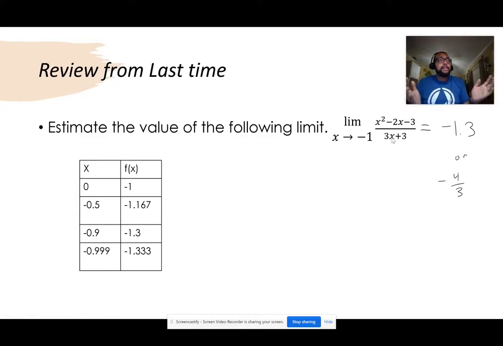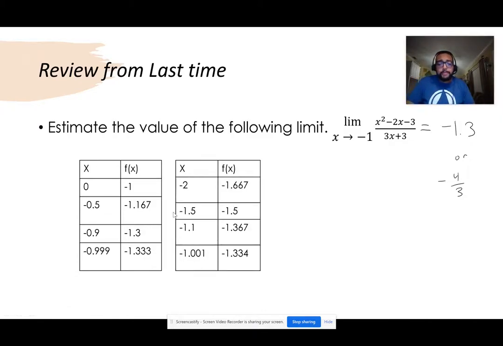So we looked at numbers that are smaller than -1 and then numbers that are bigger than -1. In this case, this is bigger than -1 here. We saw that as x was approaching -1, our f of x was getting close to -1.3. That's one side. As x was approaching -1 from the other side, f of x was also approaching -1.3, which led us to say the limit as x approaches -1 for this function is -1.3, or you could say -4/3, however you like to say it.